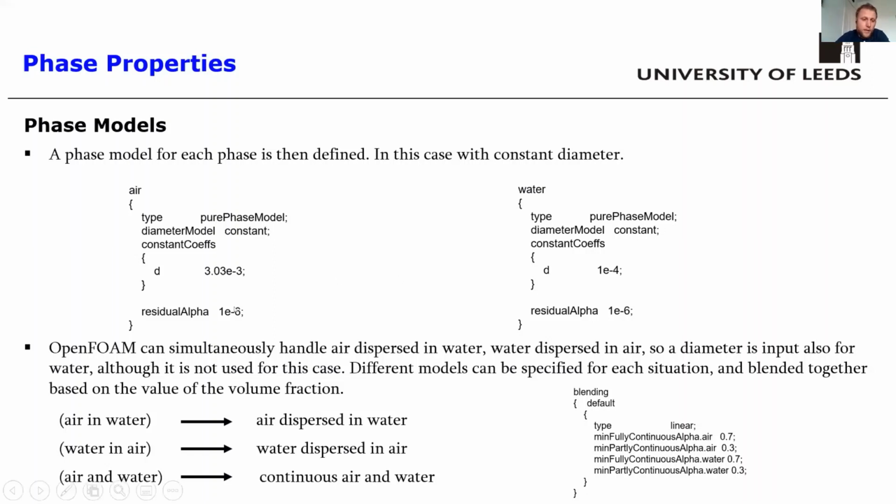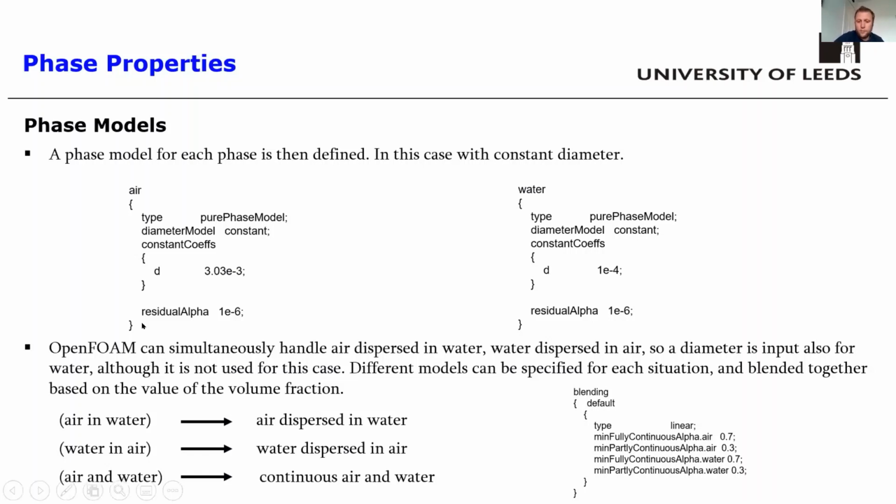How do we do that? By specifying different models based essentially on wording. So you see on the bottom left, you have air in water, which means air dispersed in water. So each model defined for air in water will be active when air is dispersed in water. Water in air means instead water droplets dispersed in air, and air and water is in between, or can also mean two continuous gas and liquid phases separated by a large interface.